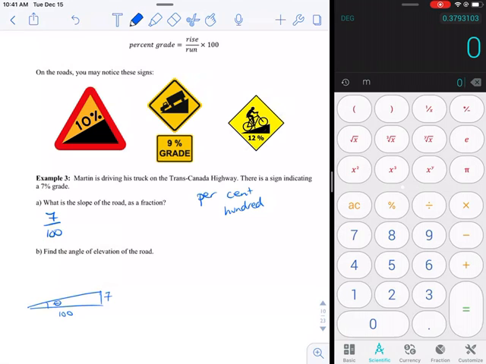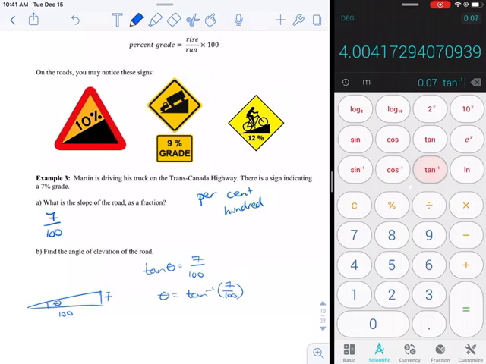So if we want to figure out the angle of elevation of the road, we're going to use tangent. So tan theta is opposite over adjacent, and theta is tan negative 1 of 7 over 100. So 7 divided by 100, and then press your tan negative 1 button, and you get 4 degrees. So it's a 7% grade, but the angle of elevation means that it's 4 degrees.